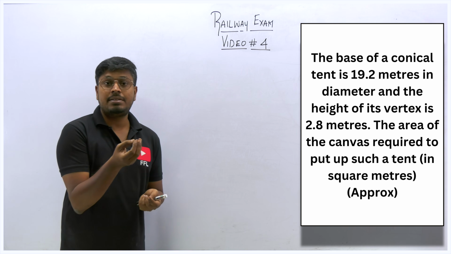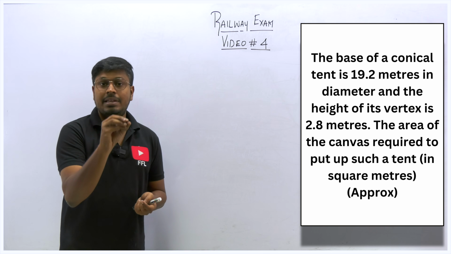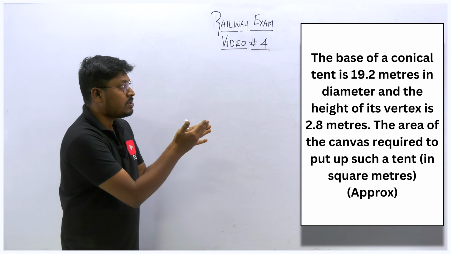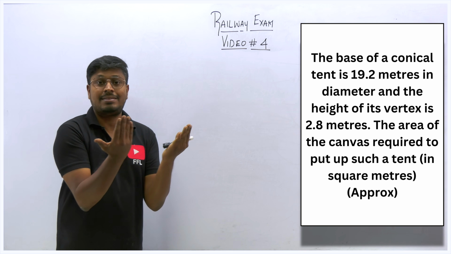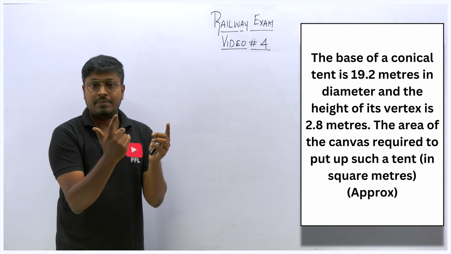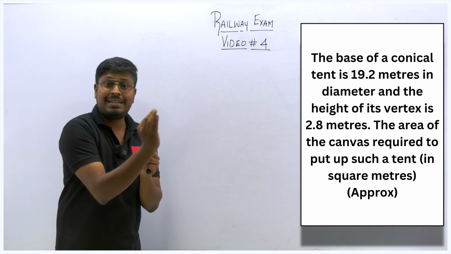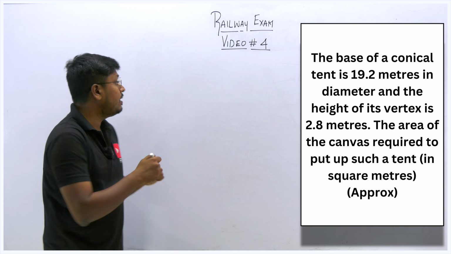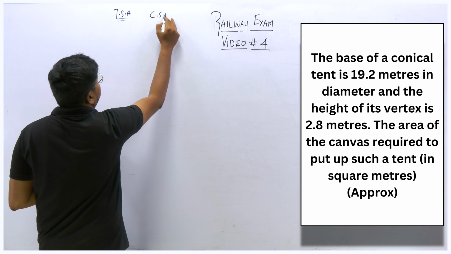But the problem here is many students will wrongly apply the values in a formula. Because it is a conical tent, our target is to find the area of the canvas, the cloth required for the tent. So we need to find the area of the cloth required to make a tent. But whether you find the TSA, total surface area, or the curved surface area, that is the most important part here.